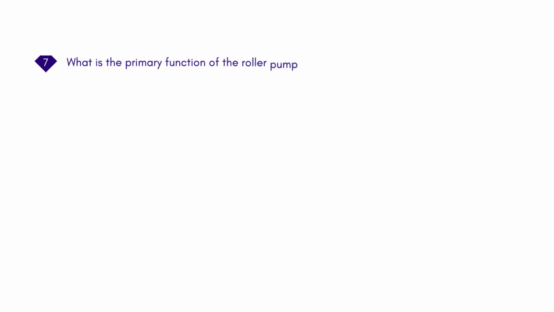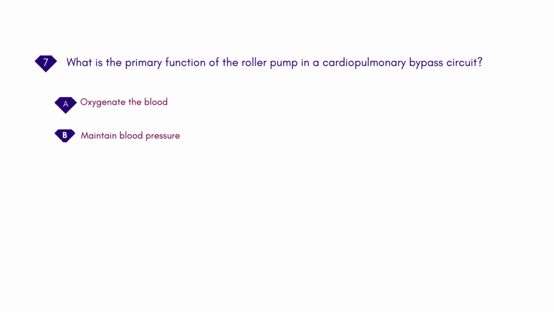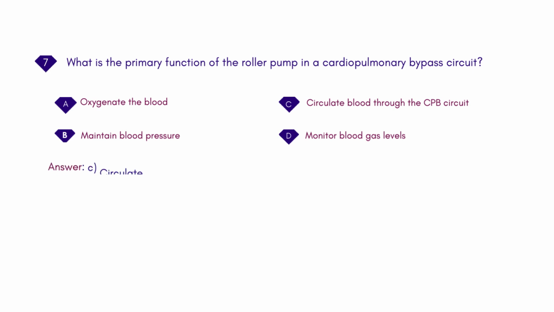What is the primary function of the roller pump in a cardiopulmonary bypass circuit? A. Oxygenate the blood. B. Maintain blood pressure. C. Circulate blood through the CPB circuit. D. Monitor blood gas levels. Answer: C. Circulate blood through the CPB circuit.